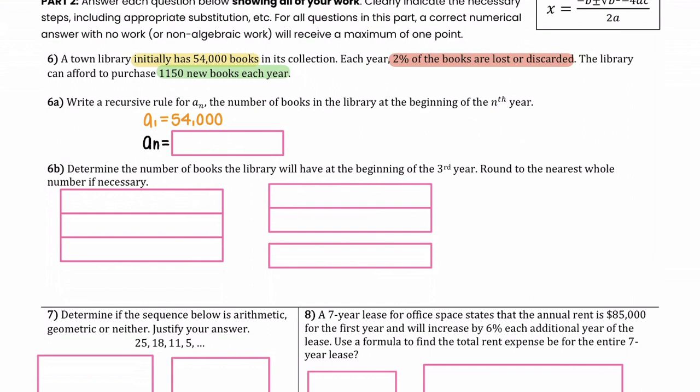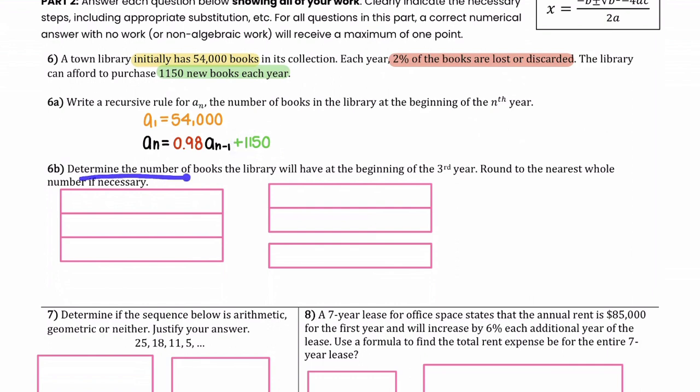So we have a sub n equals... So we have 2% loss of books. So if we have 2% loss, that means we're keeping 0.98. So we have 0.98 times its previous year. And then because we're including a purchase of new 1,150 books, that's why we plus 1,150. So in English, this is saying, I'm starting off with 54,000 books. And to find the number of books in any other year, we multiply the previous year's number of books by 0.98 to show a loss of 2%. And then we're also increasing the number of books by 1,150.